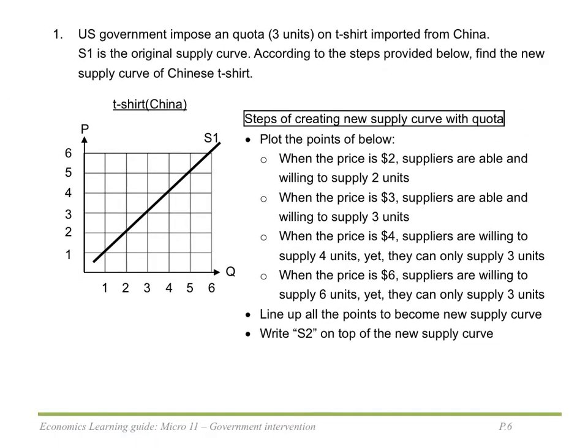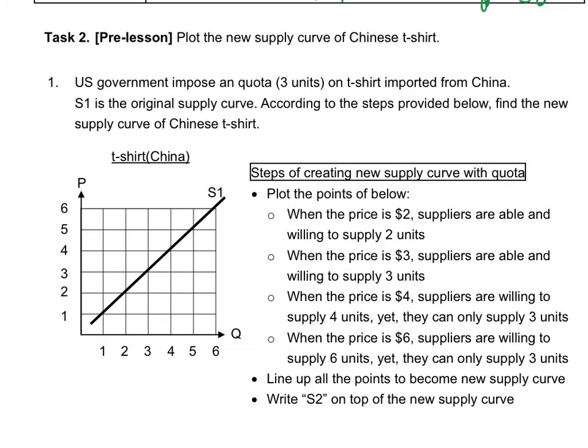So how do I find this? What is the supply curve under a quota? It actually has a great effect on the supply curve. Let's check it with this exercise. It says the U.S. government imposes a quota of 3 units on T-shirts from China. If we focus on the T-shirt in China as our market, what happens here? We have a supply curve where if the price is $1, the sellers sell 1 unit, at $2, 2 units, at $3, 3 units, and so on.